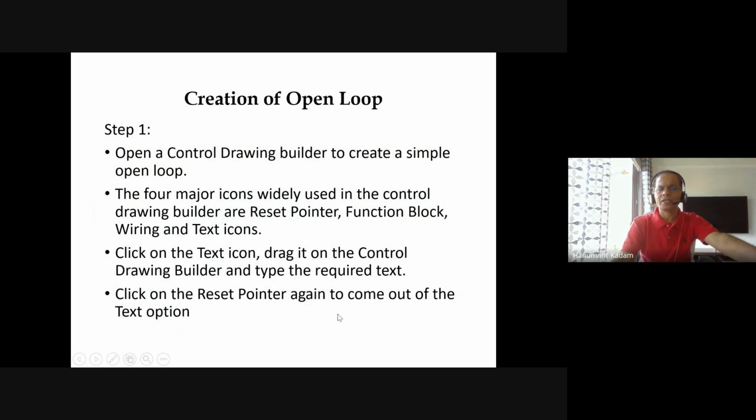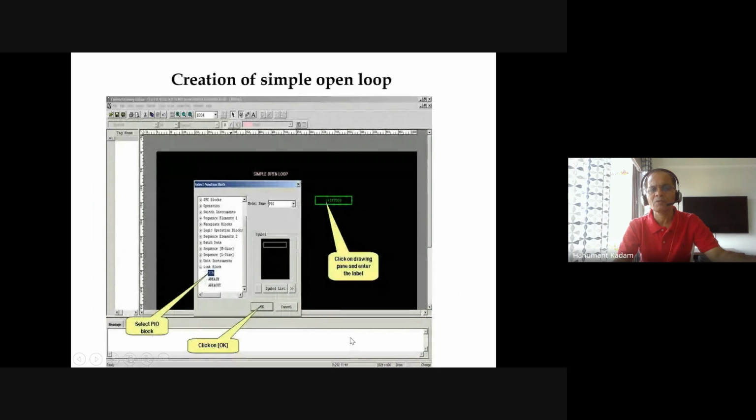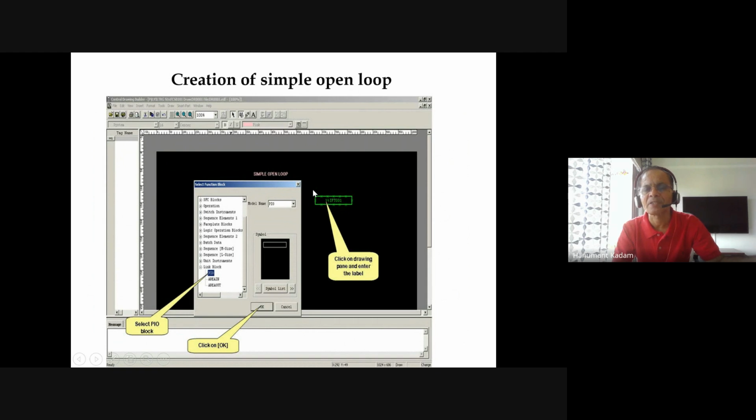Click on reset pointer again to come out of the text option. Step 2 is now click on the function block icon. From the select function block list, select the link block and select the PIO. I am showing this. Click on the drawing pen and enter the label here. So you select the PIO block, this block, click on the drawing pen and enter the label here, right? And select OK. So that is what it is.